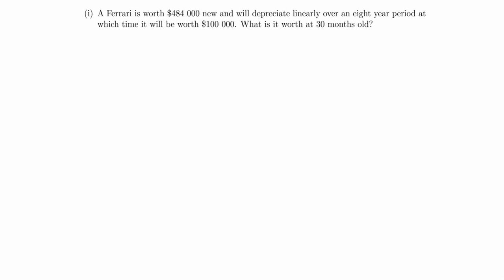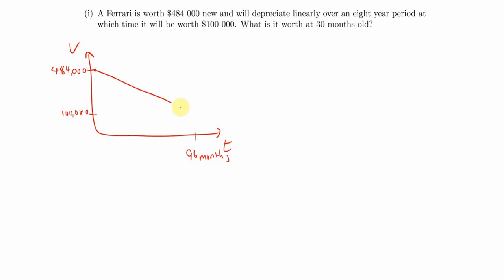What we've got here, I think, is best represented in a quick graph where you can see the value of the Ferrari on the y-axis and time on the x-axis. We know the Ferrari starts off at $484,000 and will end up at a value of $100,000 over a period of 8 years. Now, 8 years is actually 8 times 12, 96 months, so it's better to change that to months. So we're getting a nice linear graph down to that point there. We've got 2 points then. What we want to find is what's happening at 30 months. Now, 30 months is going to be some value up here.